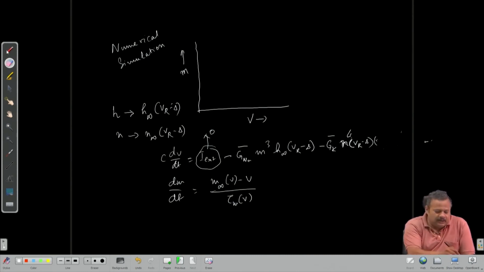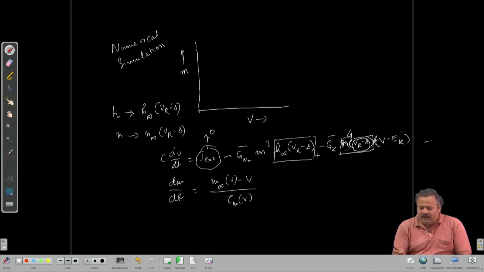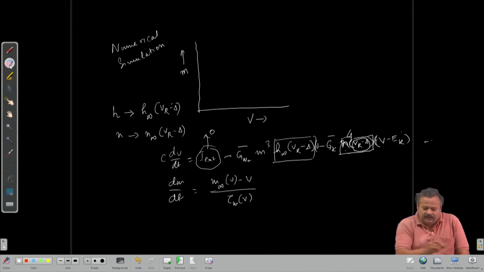Let me erase this fully. So, we have V minus Ek. Remember that this is n as a function of Vr minus delta, in the sense that this is a constant, and to the power 4. Similarly, this is also a constant, not Vr minus delta being multiplied. We will have here, I am sorry, let me just erase this and rewrite this.